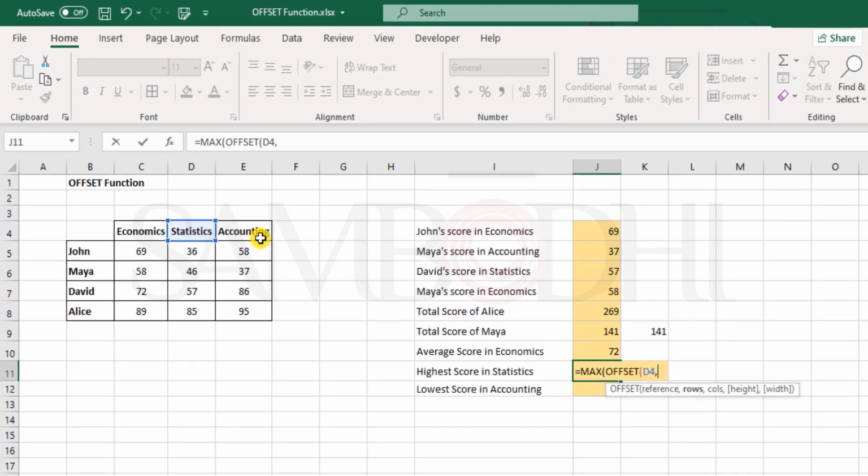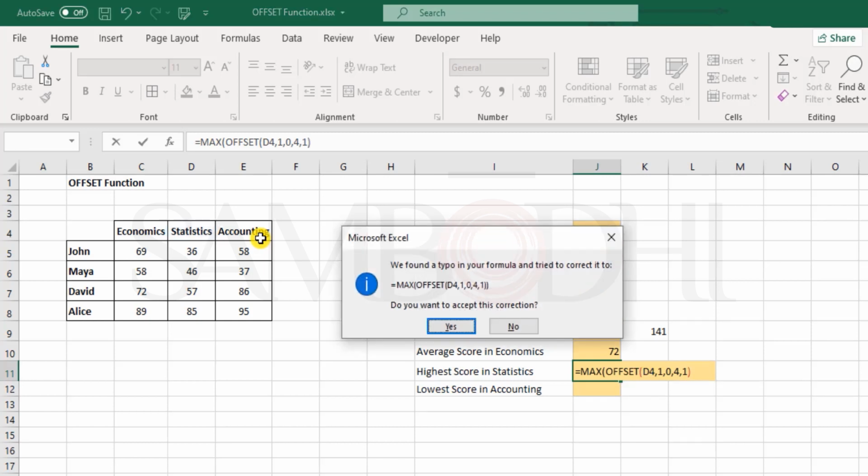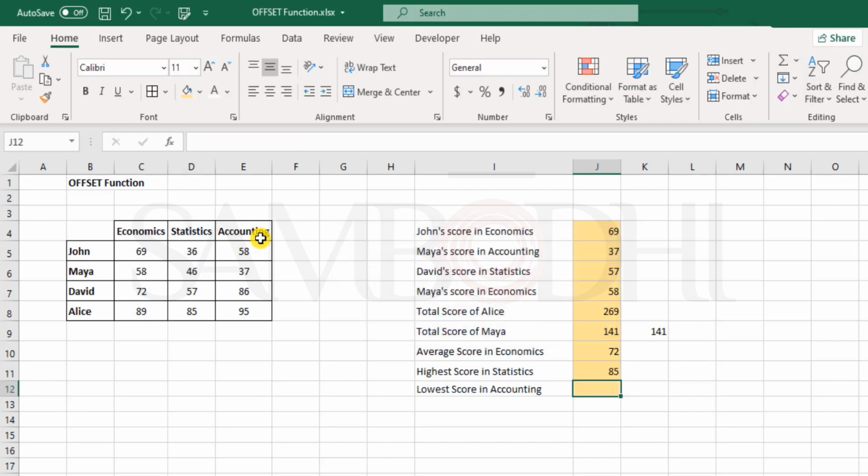I want it to come down by 1 row, but do not go anywhere. Stay in the same column. Height will be 4 because we have 4 records here. Width will be 1. Close the bracket. Okay, I missed closing the bracket for the max function, so I accept it, and here we have the max of these. That's 85.